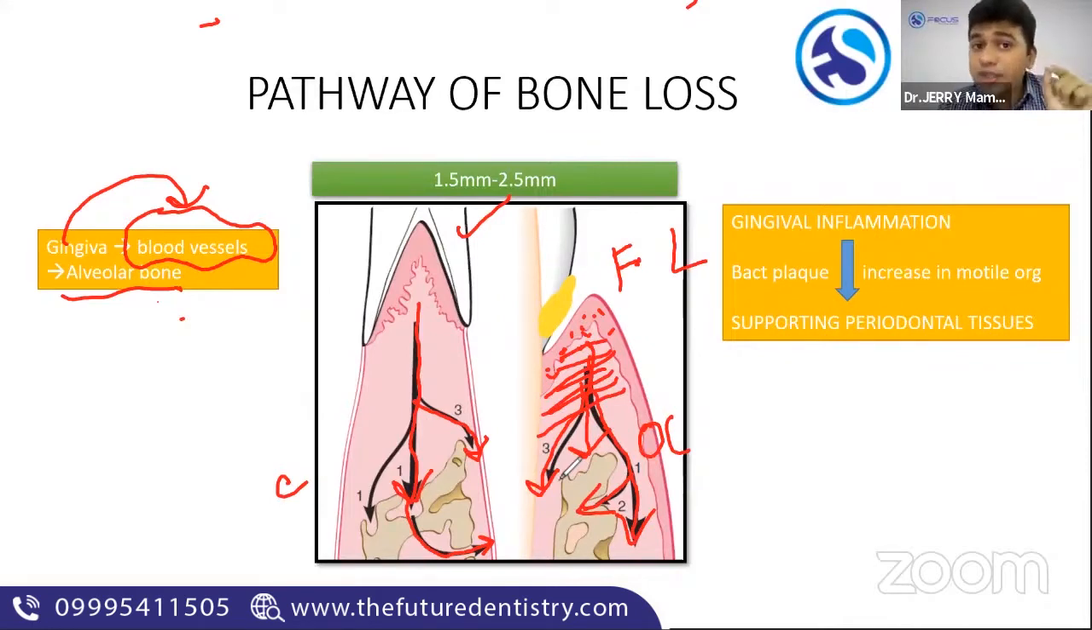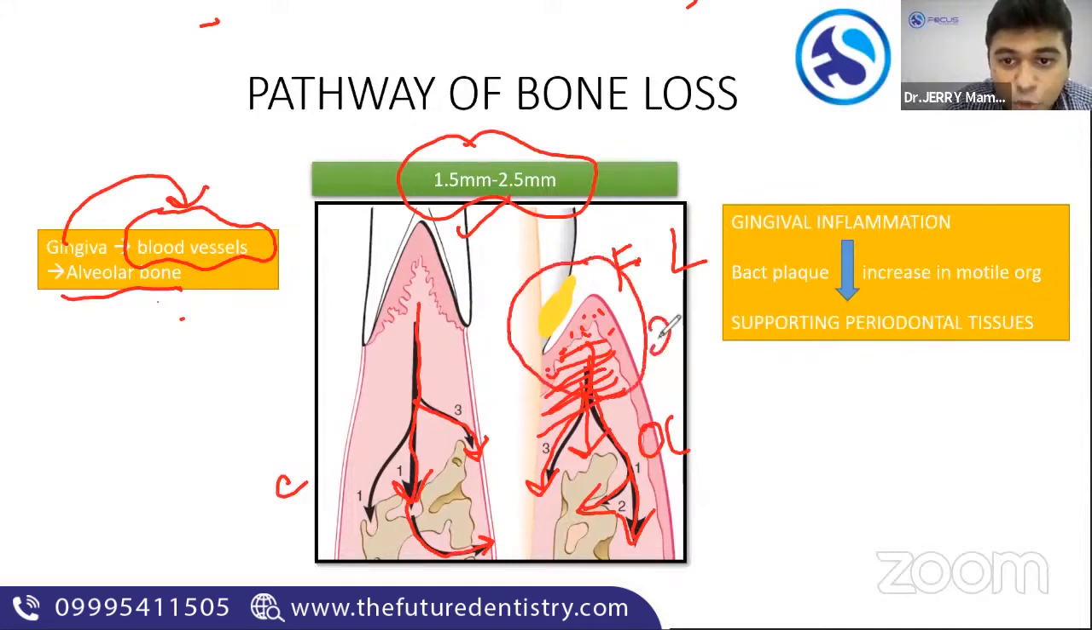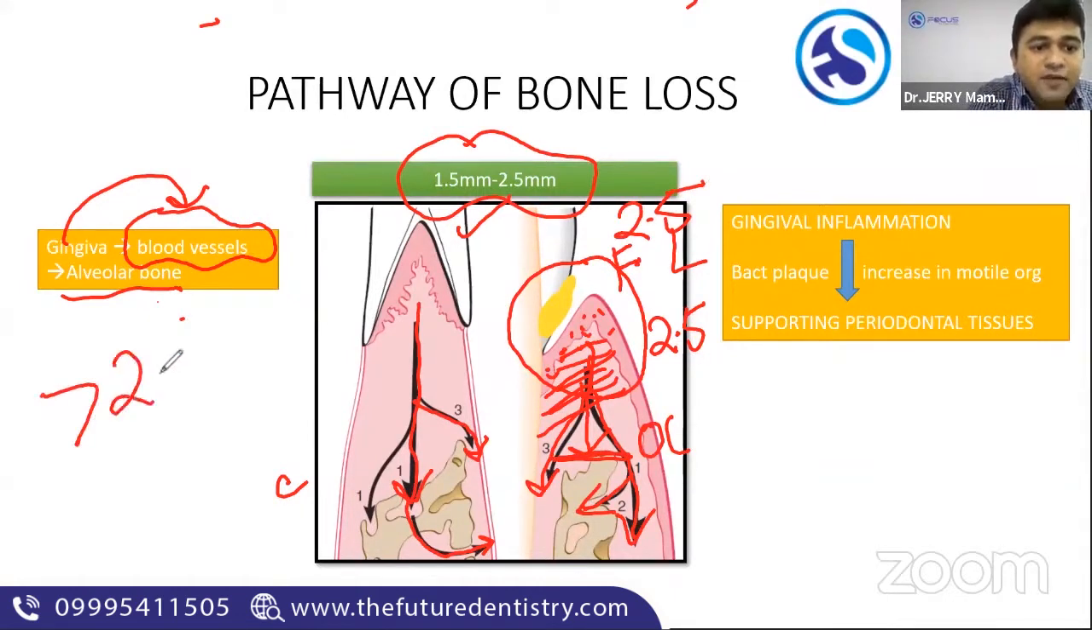Now, what was our question? Radius of action. So how do we correlate this radius of action to this condition here? If this bacterial plaque is present here, it has a radius of action. That is how much? 2.5 mm. Up to 2.5 mm, this plaque can release local factors and it can resorb bone. So the reach of this plaque is only up to 2.5 mm. If it is more than 2.5 mm, you will not have any bone loss in that region. If bone loss occurs, it is due to some other factors.